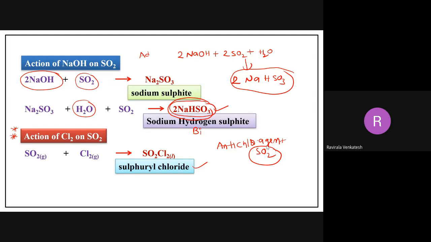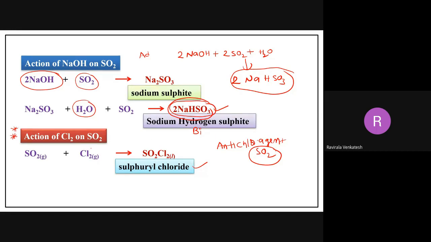Why is SO2 called an anti-chlor agent? Because it removes the excess amount of chlorine. For example, in the making of clothes or paper, in pulp industries, we generally use chlorine as a bleaching agent. कल ही आपको मैंने बताया chlorine is the best bleaching agent.